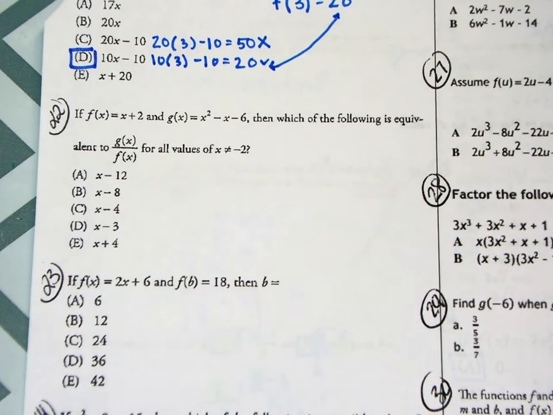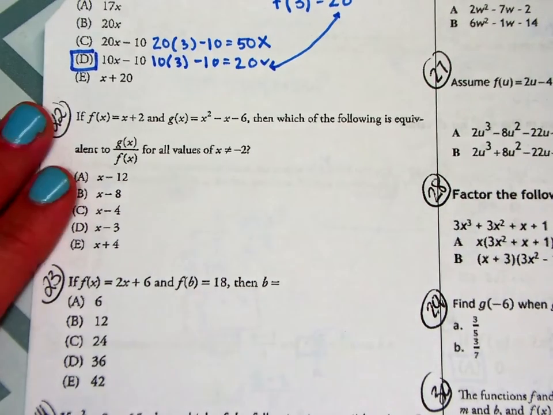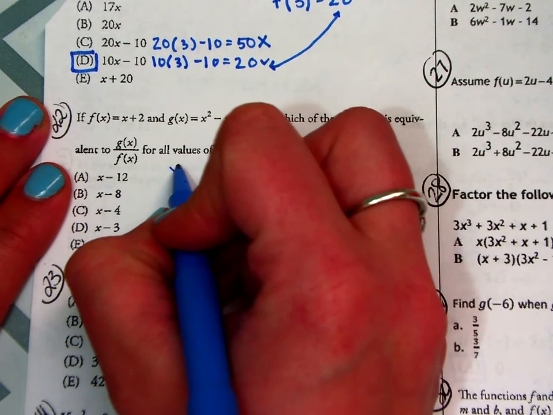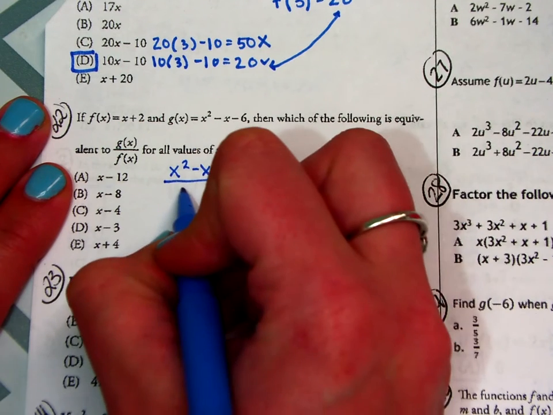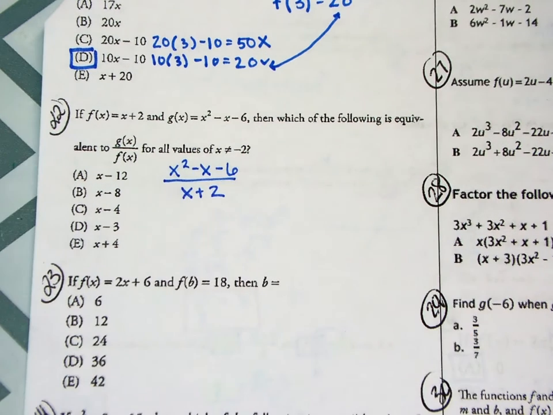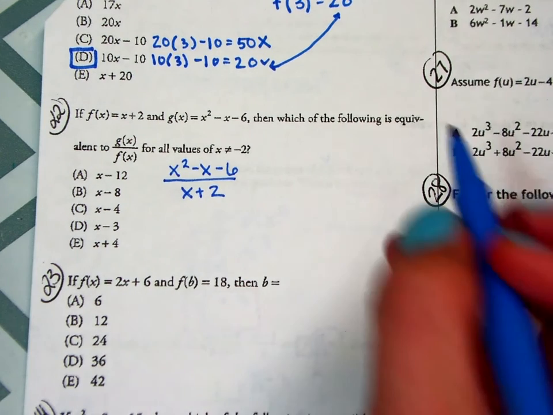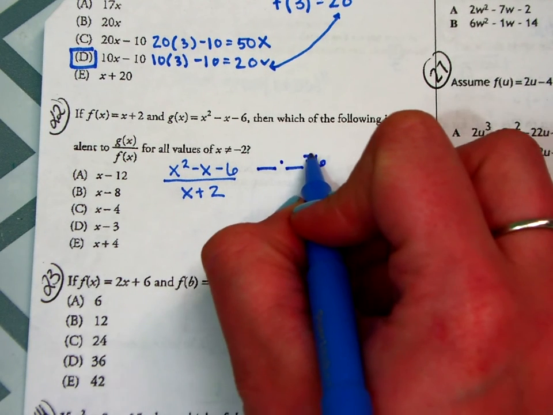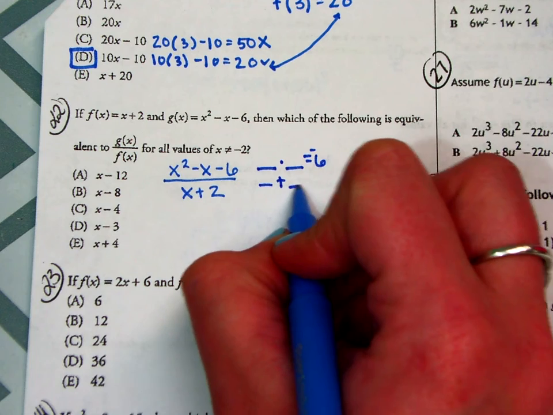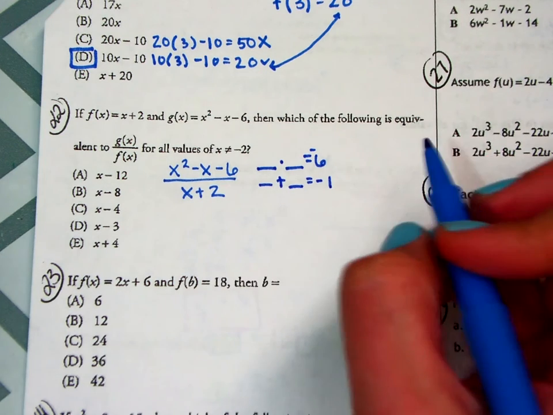22, we are just dividing g of x over f of x. So my g of x function is x squared minus x minus 6, over my f of x function, x plus 2. Hopefully you recognize in this problem that you have to factor the top. Okay, that has to be done. So we're looking for two numbers that multiply to -6, and those same two numbers must add to equal -1.